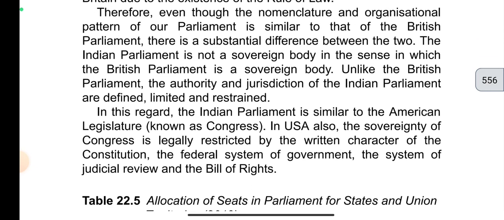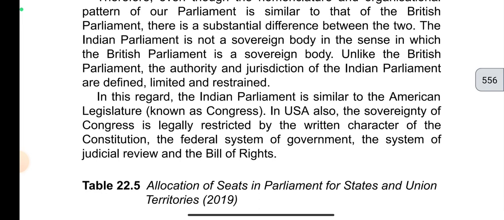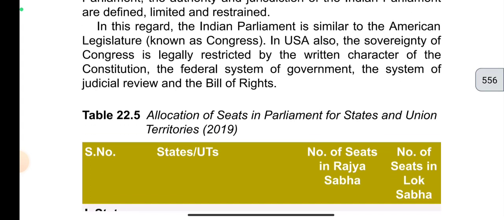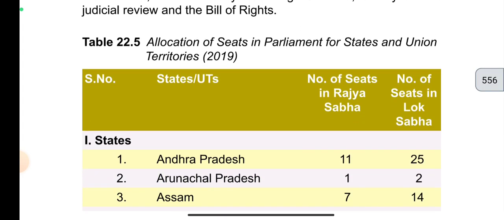Therefore, even though the nomenclature and organizational pattern of our parliament is similar to that of the British Parliament, there is a substantial difference between the two. The Indian Parliament is not a sovereign body in the sense in which the British Parliament is a sovereign body. Unlike the British Parliament, the authority and jurisdiction of the Indian Parliament are defined, limited and restrained. In this regard, the Indian Parliament is similar to the American legislature known as Congress. In USA also, the sovereignty of Congress is legally restricted by the written character of the Constitution, the federal system of government, the system of judicial review and the Bill of Rights.